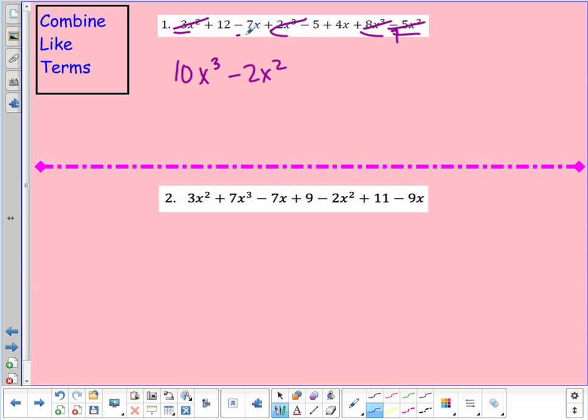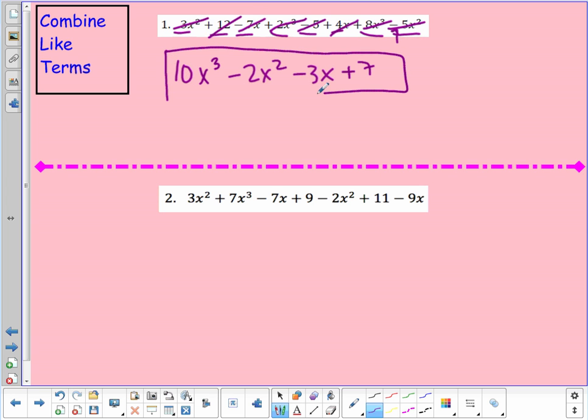Then I would look at the x terms, negative 7, positive 4. Negative 7 and positive 4 is negative 3x. And I would look at the constants. Positive 12, negative 5, 12 minus 5 is 7. So then I'm done with those. That's the standard form definition. It's naturally in standard form because I started with the largest exponent and decreased from there. If you would have just gone left to right, you might have had some rearranging to do, and that's fine. You can do that too. But I just like to look for the largest exponent first and go down from there.